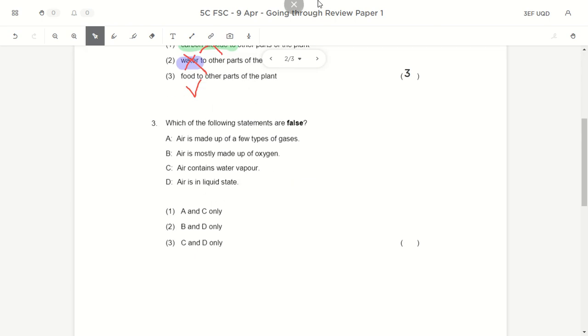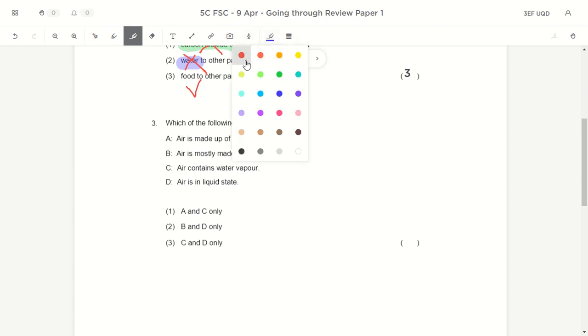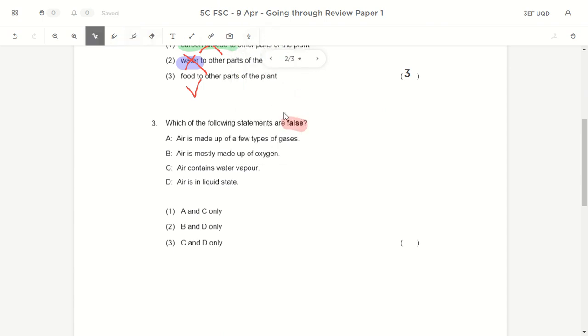Now let's go on to question 3. Which one is false? False means wrong, so I'm going to put a cross because false means wrong. I want to look for statements that are wrong. Let's highlight also. Air is made up of a few types of gases. Let's think, correct? Because I know air is made up of nitrogen, which is the biggest proportion of it. Made up of oxygen. It's made up of carbon dioxide.